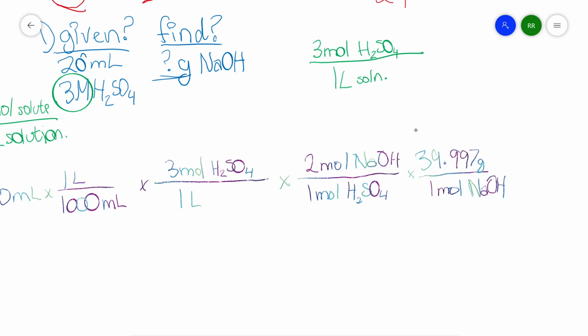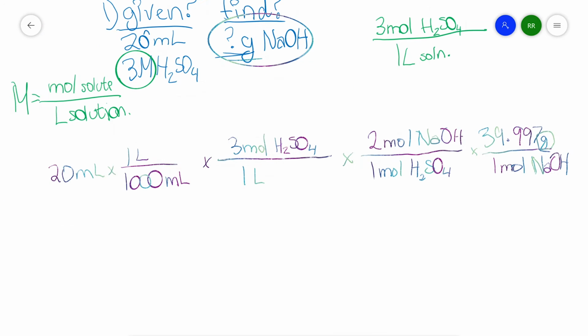And what did I need? I needed to find the grams of sodium hydroxide. I have finally gotten 2 grams of sodium hydroxide. So now I just need to make sure that everything else will cancel out. Milliliters will cancel with milliliters. Liters will cancel with liters. The moles of H2SO4 is going to cancel with the moles of H2SO4. And then the moles of NaOH is going to cancel with the moles of NaOH.